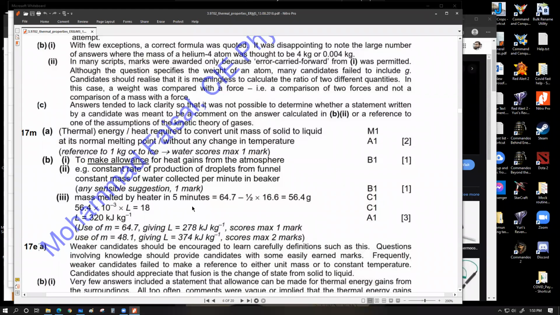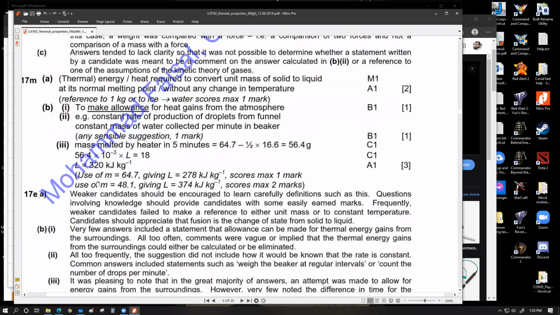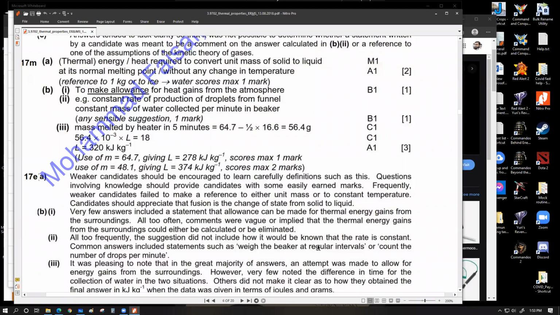Anyway, in B2 it says, all too frequently the suggestion did not include how it would be known that the rate is constant. Common answers include statements such as weigh the beaker at regular intervals or count the number of drops per minute. Okay, you might wonder why shouldn't these be acceptable answers? Because this is half the answer.